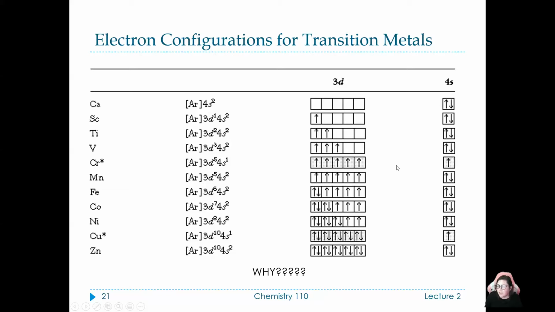But it actually is lower in energy to have 1 in the s, unpaired, and the d half full, than it would be to have the 4s filled and 3d not half filled. Similar situation when we get down here and talk about copper. So again, we take one of these s electrons and move it to the d orbital, because now the d orbitals are completely full, and it's lower in energy for us to have 1 electron in the s orbital and the d orbital either half full or completely full.